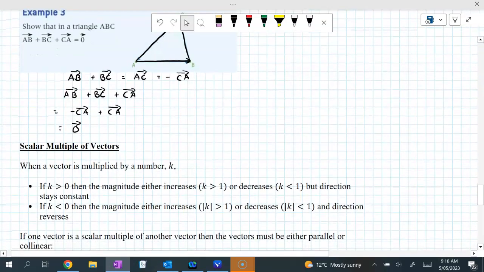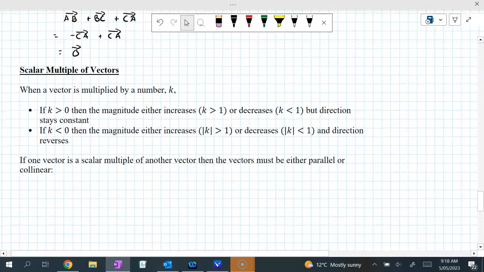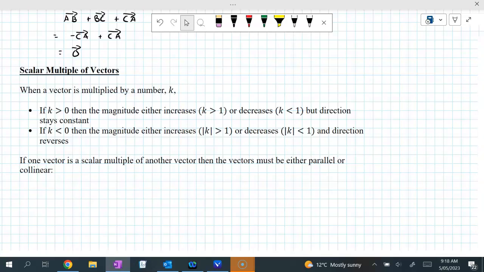Scalar multiple of vectors is where we're multiplying a vector by a number. Now if the number is positive, the magnitude is going to get bigger, but the direction stays the same. Well, the magnitude is going to get bigger if it's more than 1. It's going to get smaller if it's less than 1. And then a similar thing happens if it's negative. So if the modulus of my number is more than 1, it's going to get larger. If the modulus of the number is less than 1, then it's going to get smaller, but the direction is going to reverse.